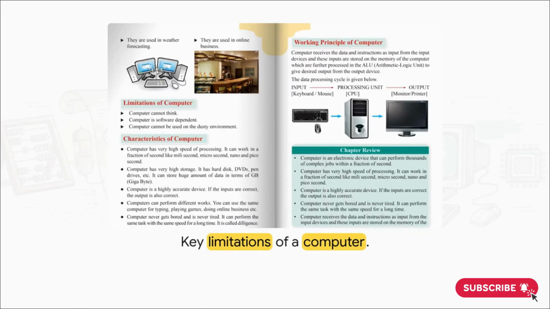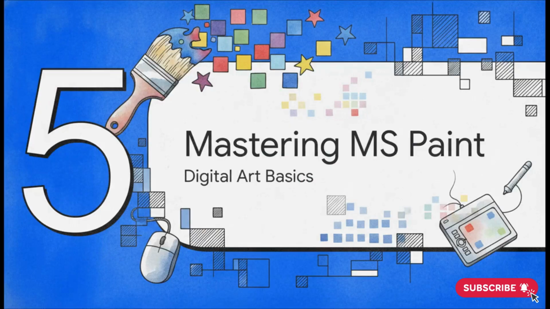But it's not all magic. What's really interesting here is the textbook's deadpan list of limitations. For all their power, computers have hard boundaries. Number 1, a computer cannot think, zero intuition. Number 2, it is entirely software dependent. But number 3 is notably and quite practically stated in our source text: a computer cannot be used on the dusty environment. It's such a great reminder that despite being digital powerhouses, these are physical machines vulnerable to something as simple as dust.